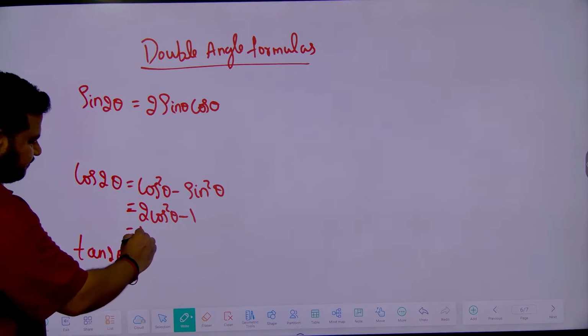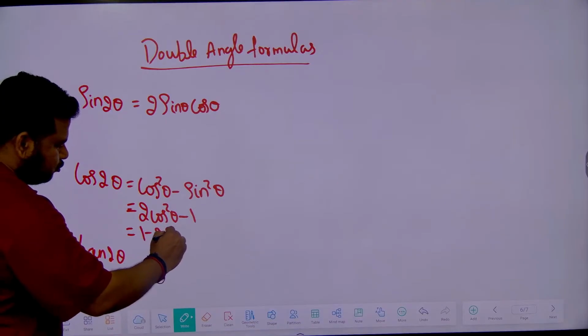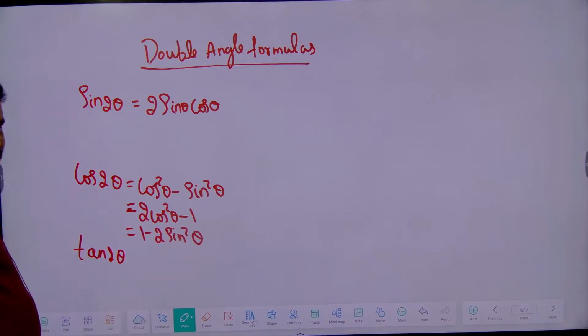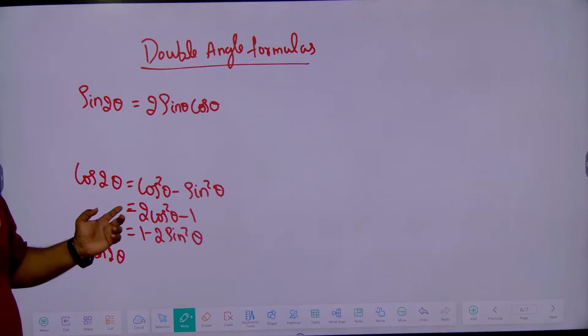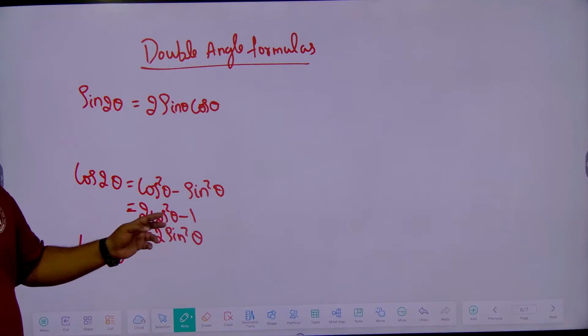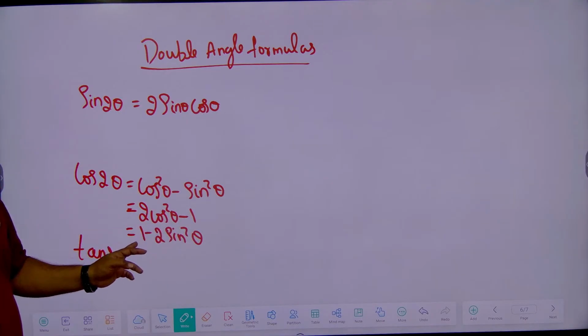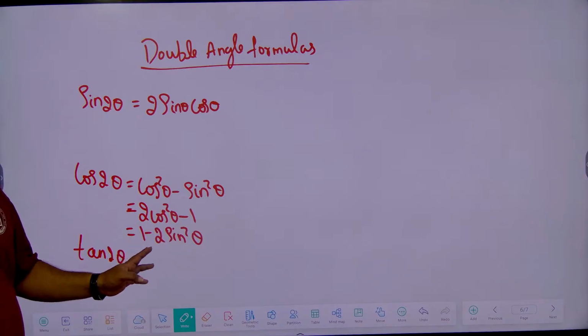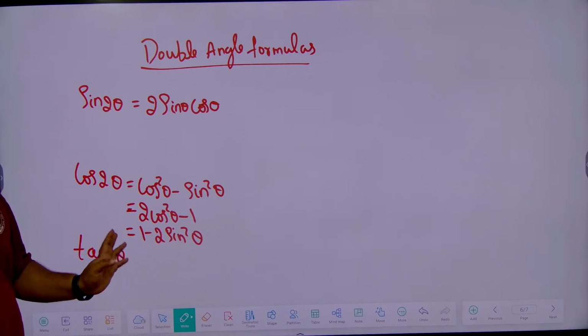Another formula that we are having is 1 minus 2 sin square theta. All these formulas are important. Cos 2 theta can be written as cos square theta minus sin square theta, 2 cos square theta minus 1, or 1 minus 2 sin square theta. You have to know this. 1 minus 2 sin square theta.